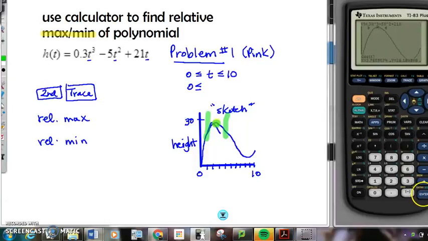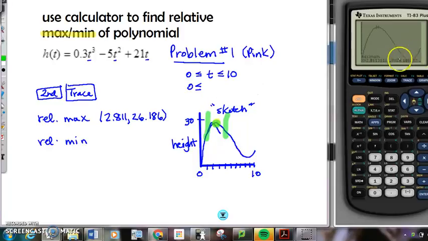And then hit enter. Oh, this little thing is starting to think. So let's round to 3 places. 2.811 and 26.189 moves it up, so 26.186. So there's our maximum. The x is 2.811 and the y is 26.186.